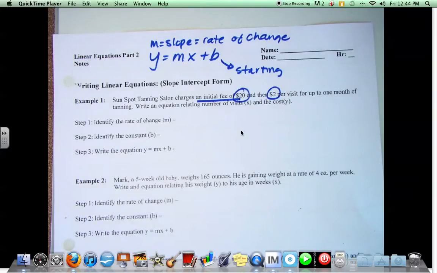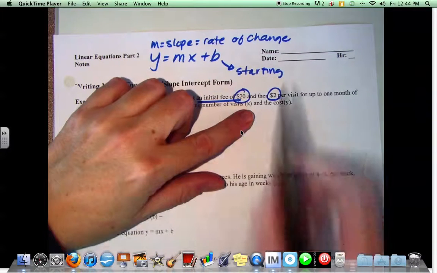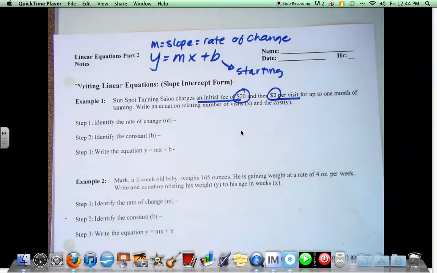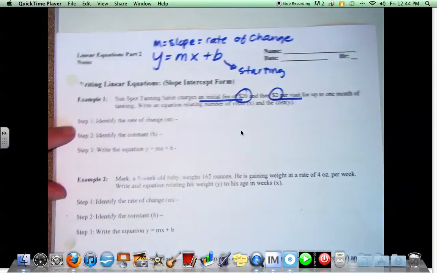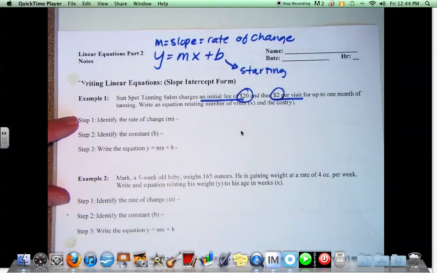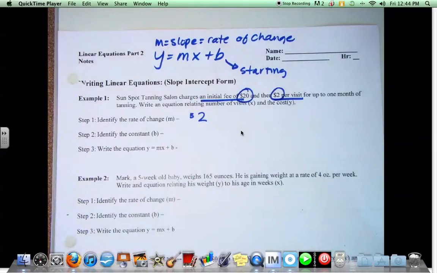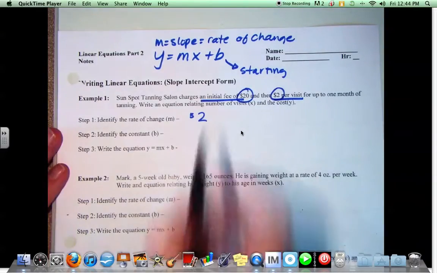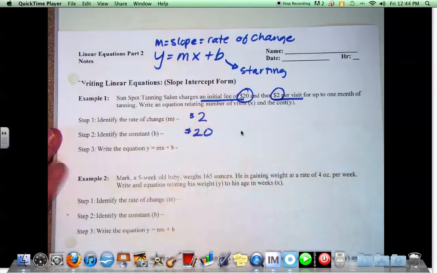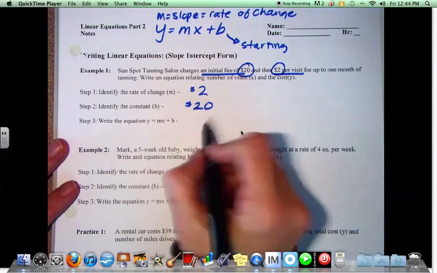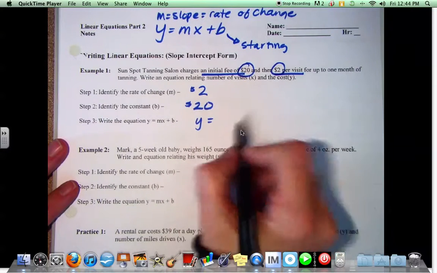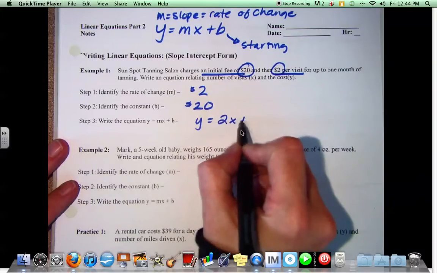And the $2 per visit indicates what? Every time you come, you have to pay $2. Anytime you see something that says this amount per, that's going to indicate a rate, some rate of change. So step 1, identify the rate of change, and we just determined that it's $2. Identify the constant, the one-time fee that you have to pay or the amount that you're beginning with, and that's $20. So our equation should be written as y equals 2x plus 20.